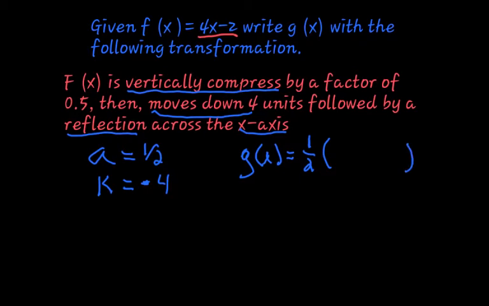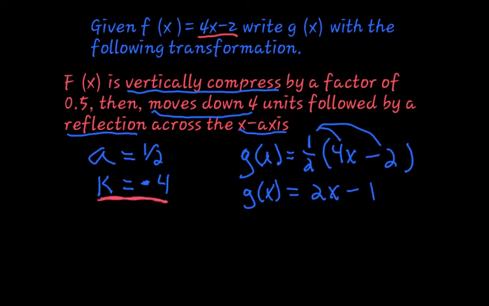So all of this function up here is going to go inside of the parentheses. So we have 4x minus 2. You have to simplify, so you're going to distribute. So g of x, when you multiply you get 2x, and when you multiply you get 1 over here. That's the first transformation. Then it says you want to move down, that's k, down 4.